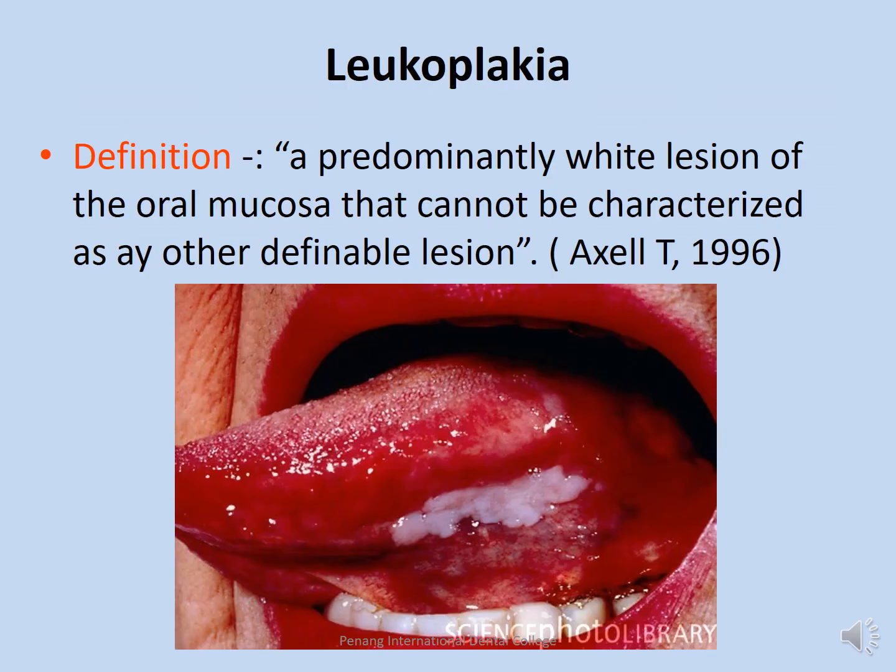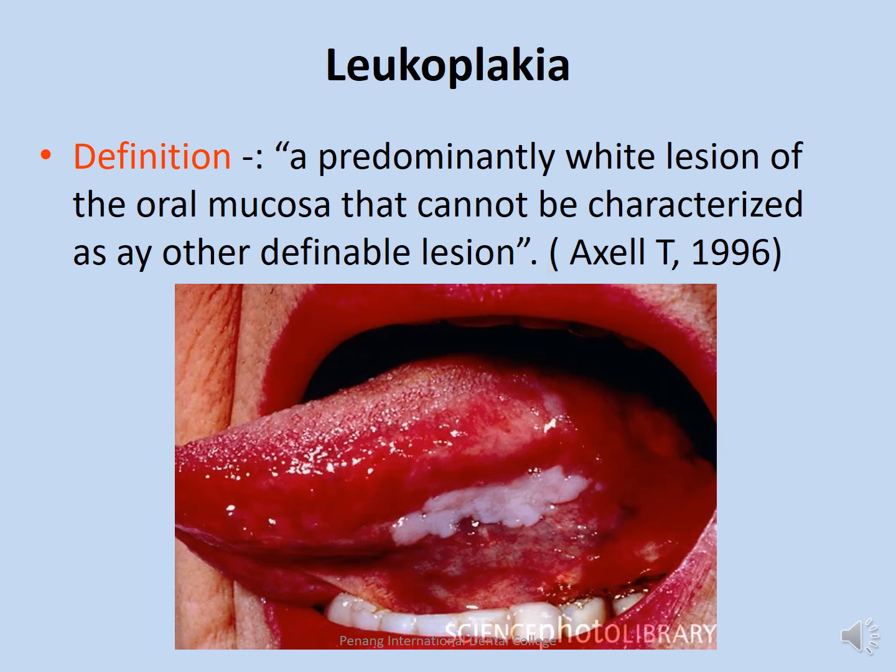Right, so let's look at leukoplakia here. The most accepted definition currently is given by Axell, who mentions that it is a predominantly white lesion of the oral mucosa that cannot be characterized as any other definable lesion. So we have to pay attention to this point. That means, first of all, leukoplakia is a white lesion on the oral mucosa. And most importantly, we come to the diagnosis of leukoplakia when we cannot characterize it as any other definable lesion.